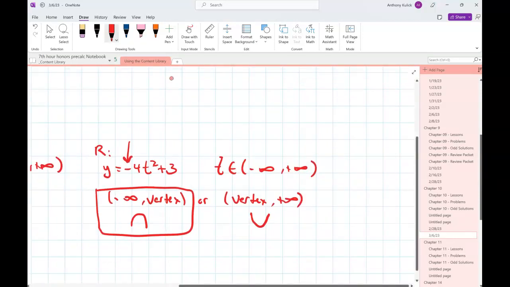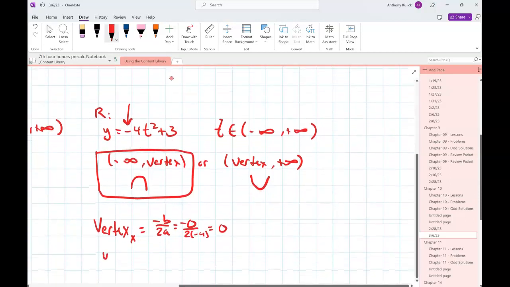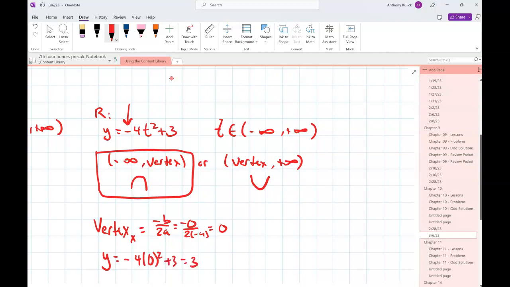I remember for the vertex, the x-coordinate is -b over 2a, which is 0. So when I plug 0 in for t, I get 3. So my range then should be -infinity to 3, and then I need a bracket on that because 3 is a possible output of this, right? When I plug 0 in, I actually get 3. Okay?